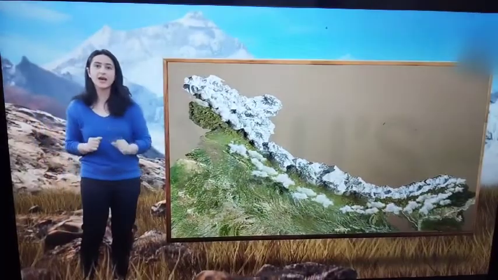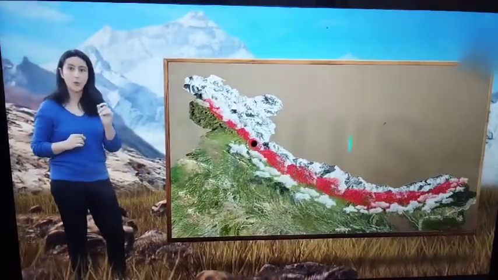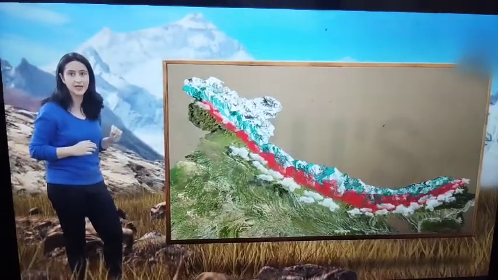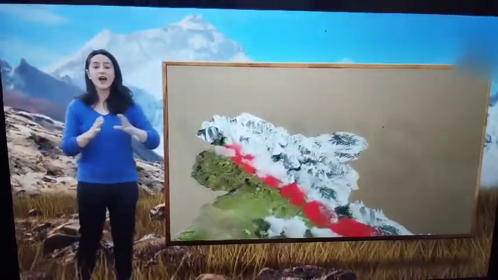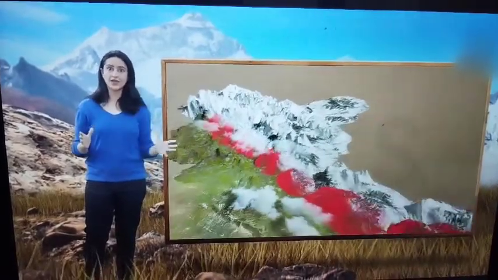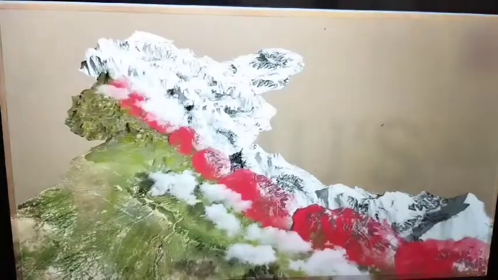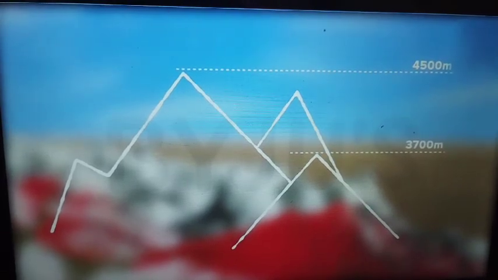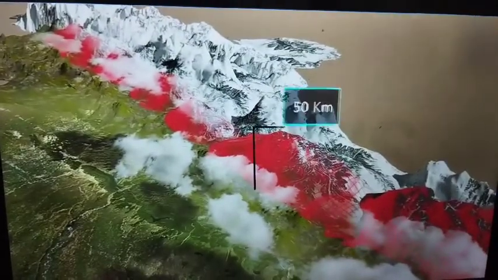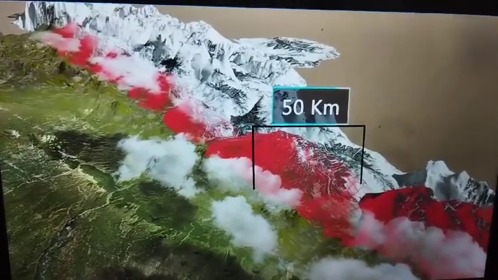The next range of the Himalayas is the Himachal or the Lesser Himalayas. They lie to the south of the Greater Himalayas. They are composed of highly compressed and altered rocks. Unlike the Greater Himalayas, this mountain range is discontinuous. The mountain peaks in this range are between 3,700 meters and 4,500 meters tall. The average width of these ranges is about 50 kilometers.